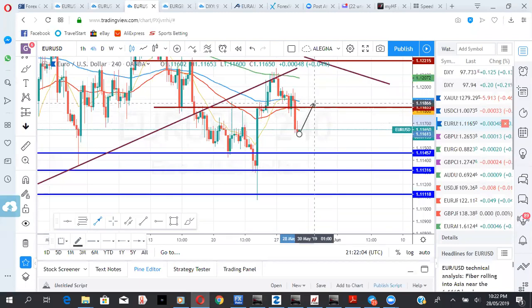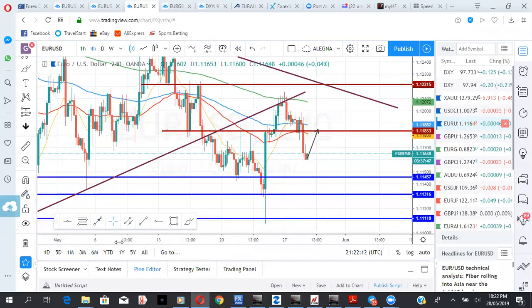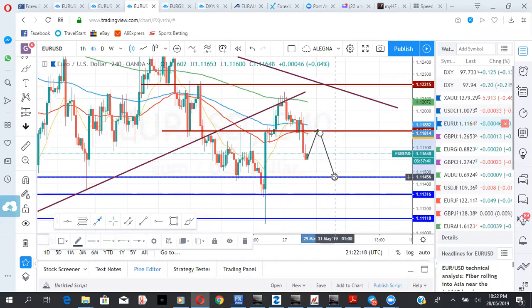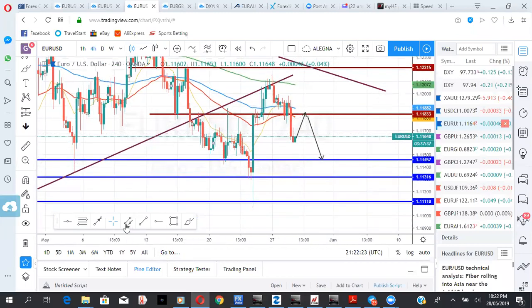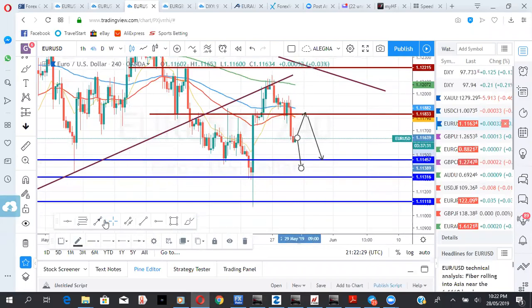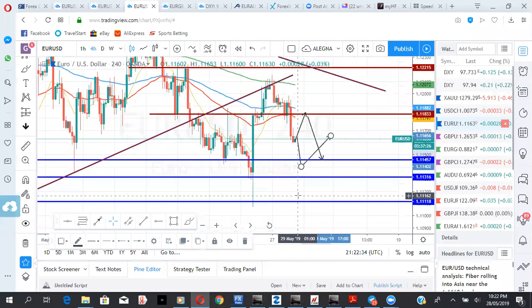If price runs up into here and this place holds as resistance, then we may see price run down a bit. That's just the scenario. Or we may see price drop straight down into this area. If we find support, then we may see it move up. So that is it for the EURUSD. For now, it's more tilted to the downside, excuse me, than to the upside.